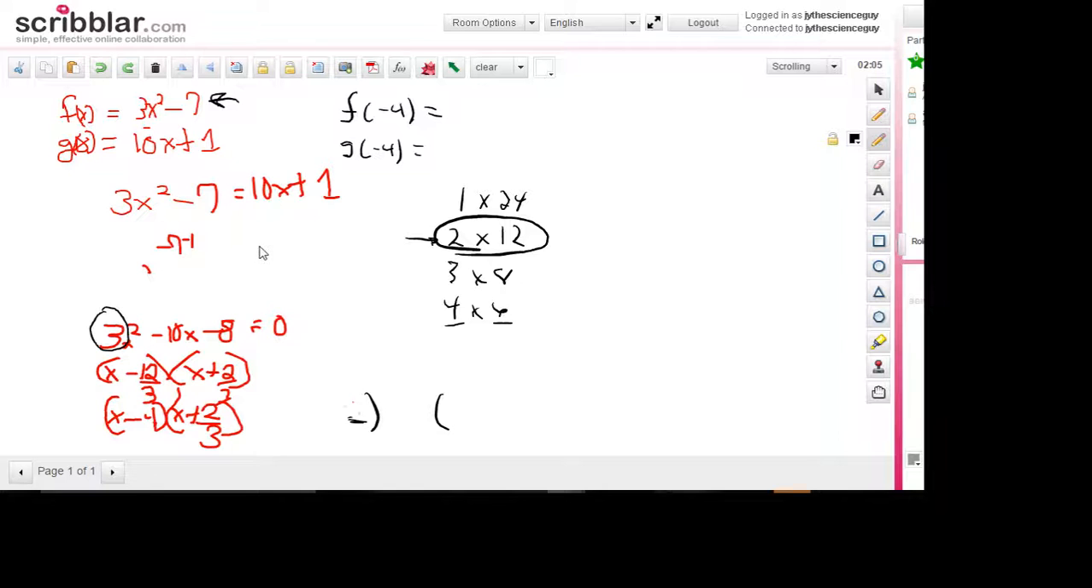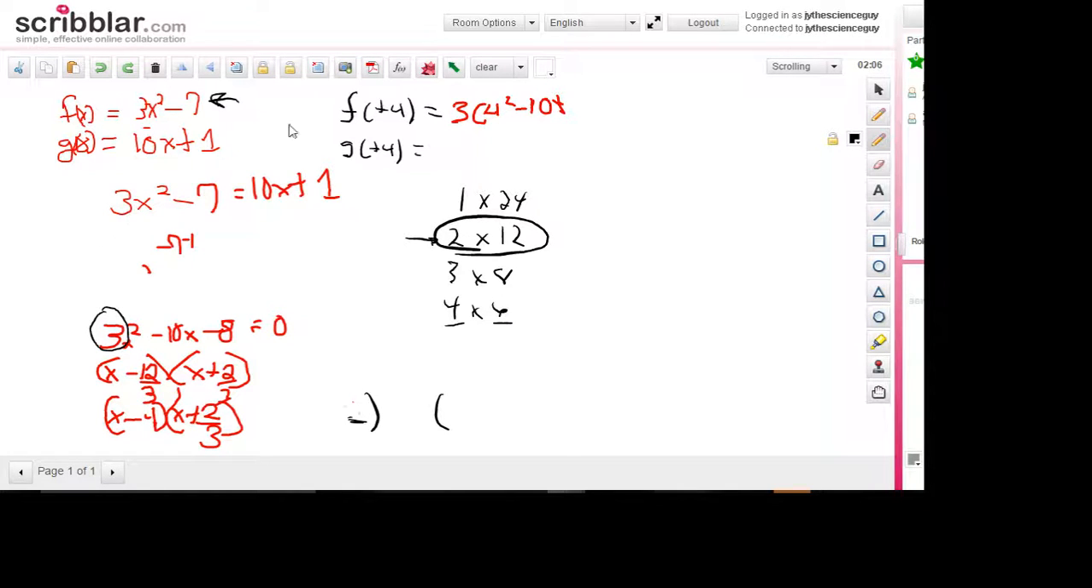Okay, so you plugged it in. Why negative 4 and not positive 4? Sorry, you're right. It's plus 4. Good catch. So f of positive 4, and then you just plug it in. So 3 times 4 squared minus 10.